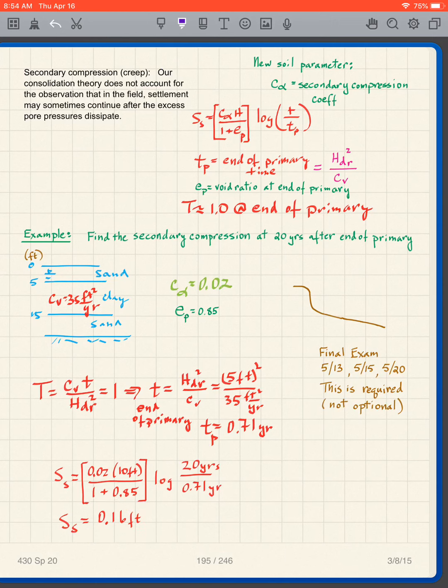So what do you do with that number to get a final settlement? You would add that on to the settlement that we've calculated normally, the previous calculations that we've been doing. Okay, stop there.